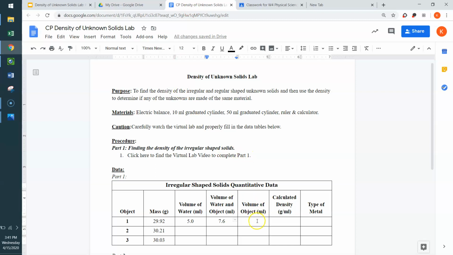Now when calculating your volume, you want to take the larger number, the volume of the water and object, and then subtract away the volume of water alone. So if I were to subtract 7.6 minus 5.0, I end up with a volume of the object itself of 2.6.